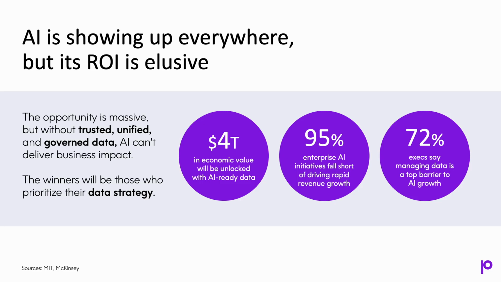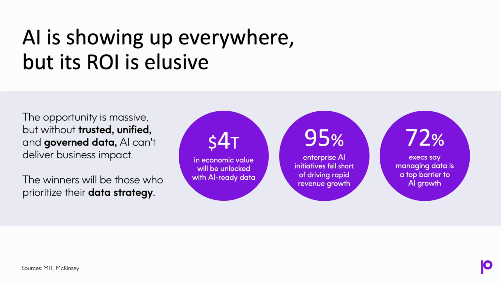We're spending a lot of money right now on the hardware and software needed for artificial intelligence. But if you don't have the underlying data that you need in terms of quality and integrity, and just the right data in the right place at the right time, artificial intelligence is going to fail on you. And I think we're seeing a lot of that in the results so far. AI is showing up everywhere, but ROI has been elusive at best. It's a massive opportunity, but you have to have trusted, unified, governed data in order to drive it.